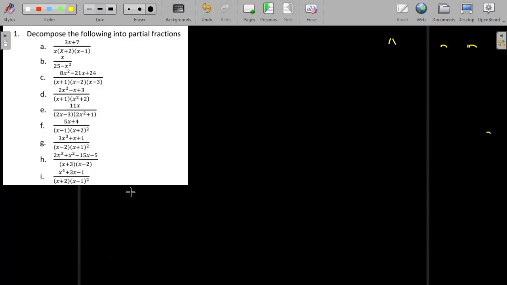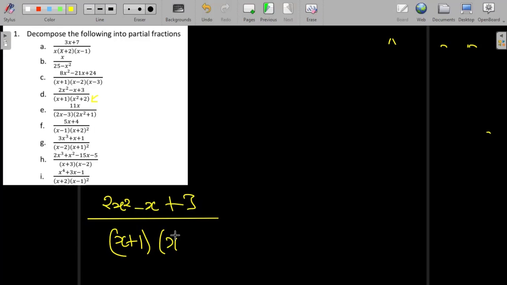All right, so now let's solve question D because it has something different there. It has a non-factorizable factor. We have 2x squared minus x plus 3 divided by x plus 1 and then x squared plus 2. So when we decompose it, we're just going to have a over x plus 1 plus, okay, this one is an unfactorizable factor.